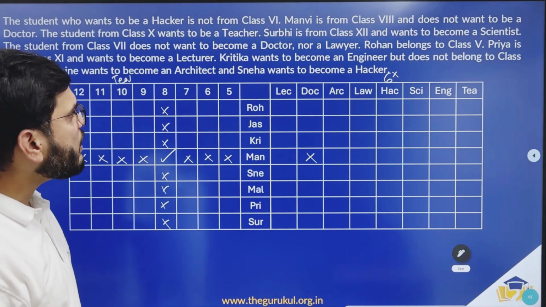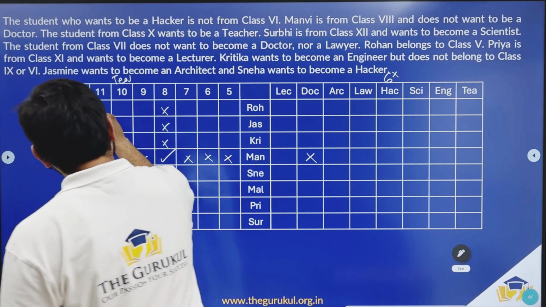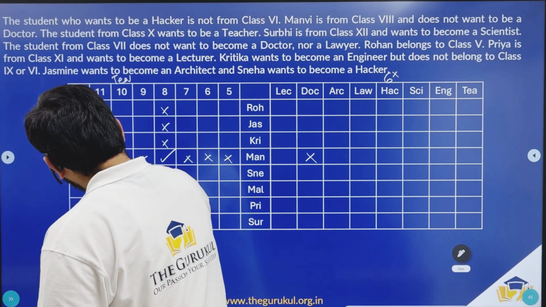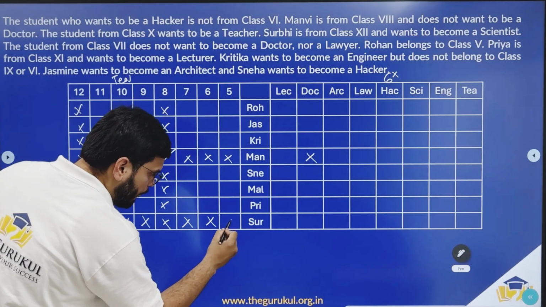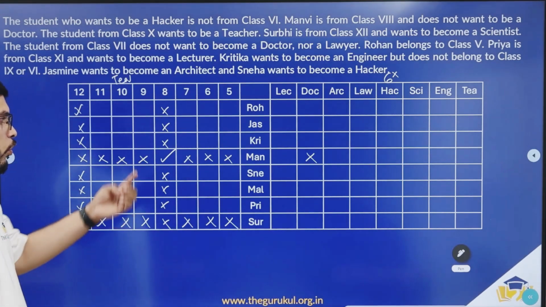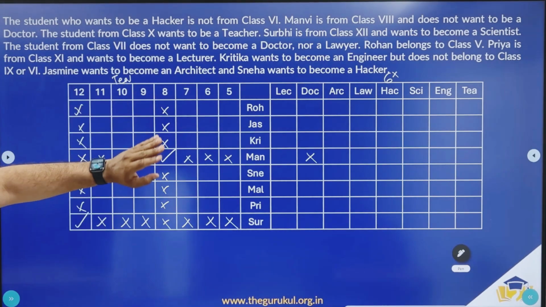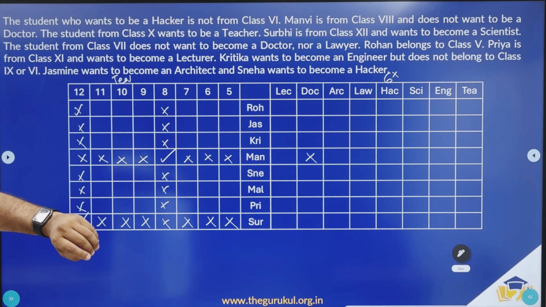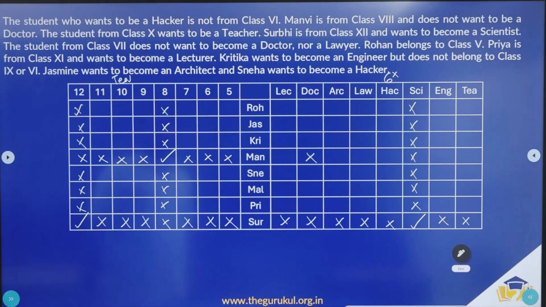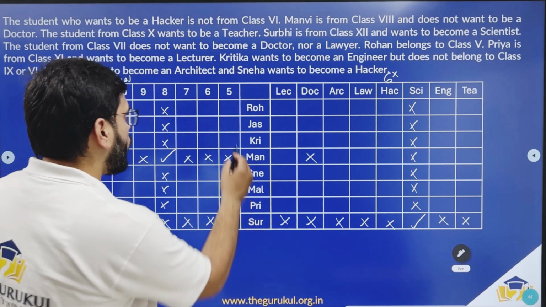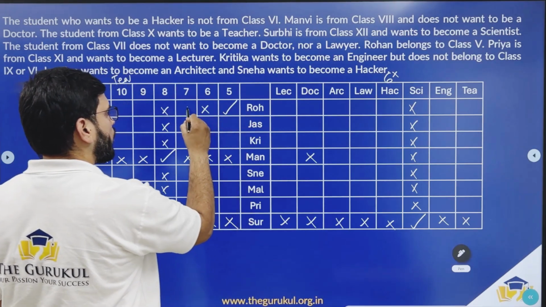Done. Surabhi is from class 12. So tick here. So all these should be crosses, and correspondingly these should be crosses as well. And please don't forget to put crosses whenever you find a tick. Surabhi is from class 12 and wants to become a scientist. So Surabhi wants to become a scientist. Done. The student from class 7 does not want to become a doctor nor a lawyer. Okay. Rohan belongs to class 5.